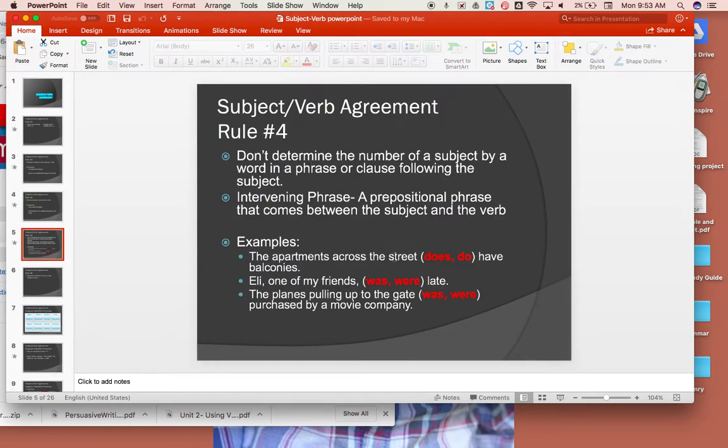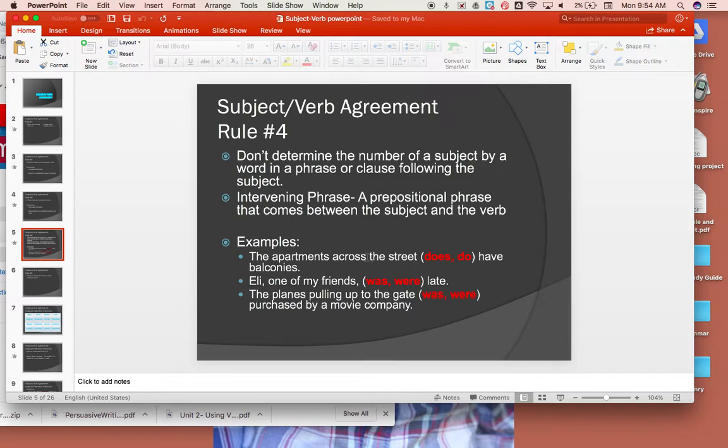Rule 4. You do not determine if a subject is singular or plural based on a word in a phrase or clause that comes after the subject. Meaning, if I have something in between my subject and my verb, you do not look at that phrase or clause, you find the actual subject. An intervening phrase is a prepositional phrase that comes between the subject and the verb. So look at these examples.